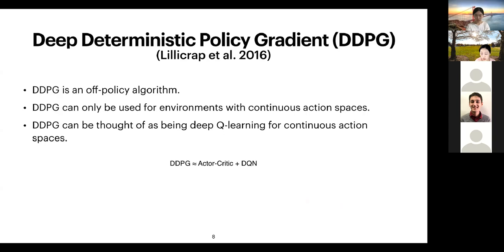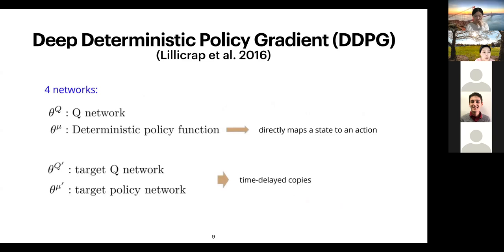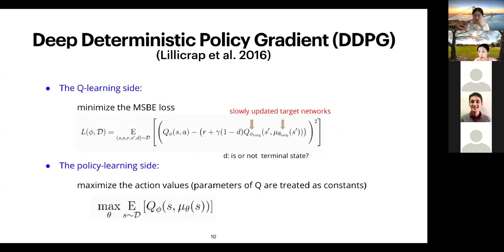Basically it has four networks. You have a Q network, and you have a deterministic policy function, which maps a state to an action. These are the two networks, but you also have a target Q network and a target policy network, which are delayed copies of the Q network and policy network. So you have two parts: the Q learning side, which is learning the Q function, and the policy learning, which is maximizing the action values parameterized by the Q.